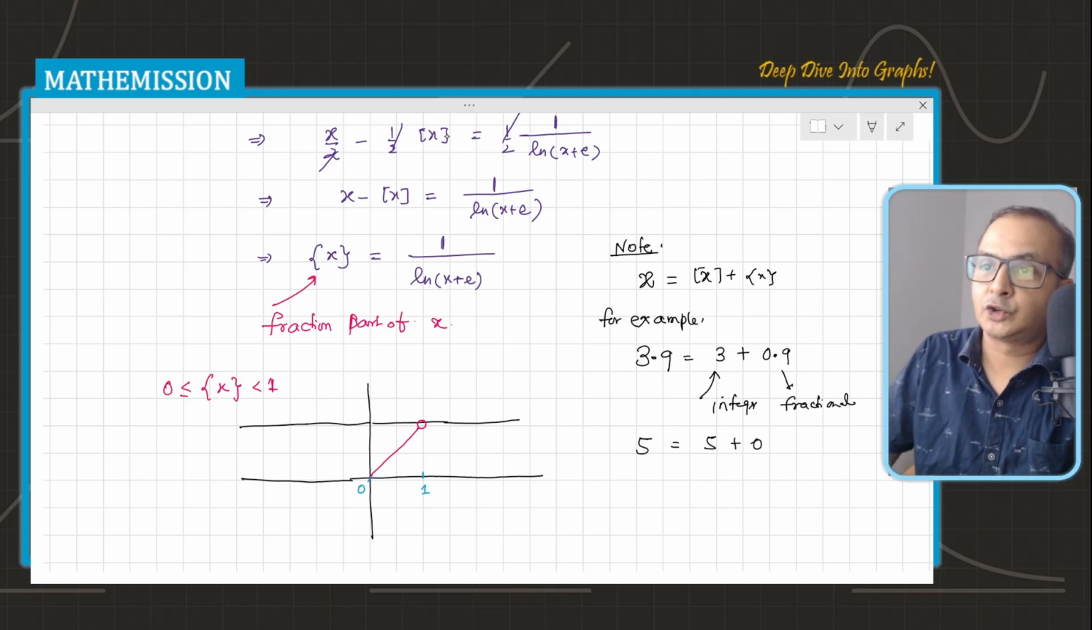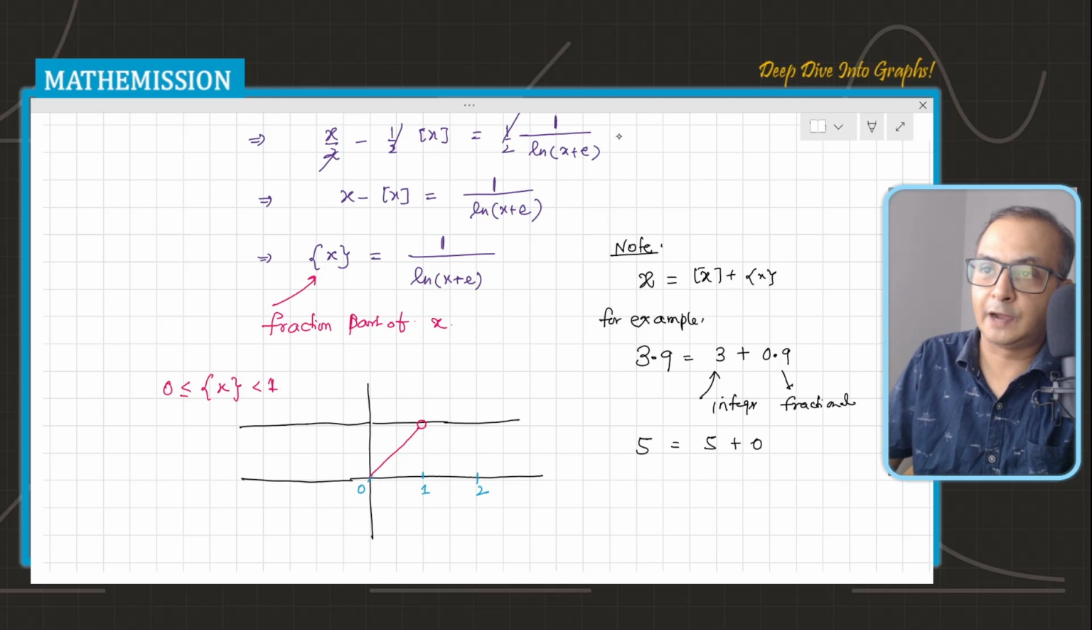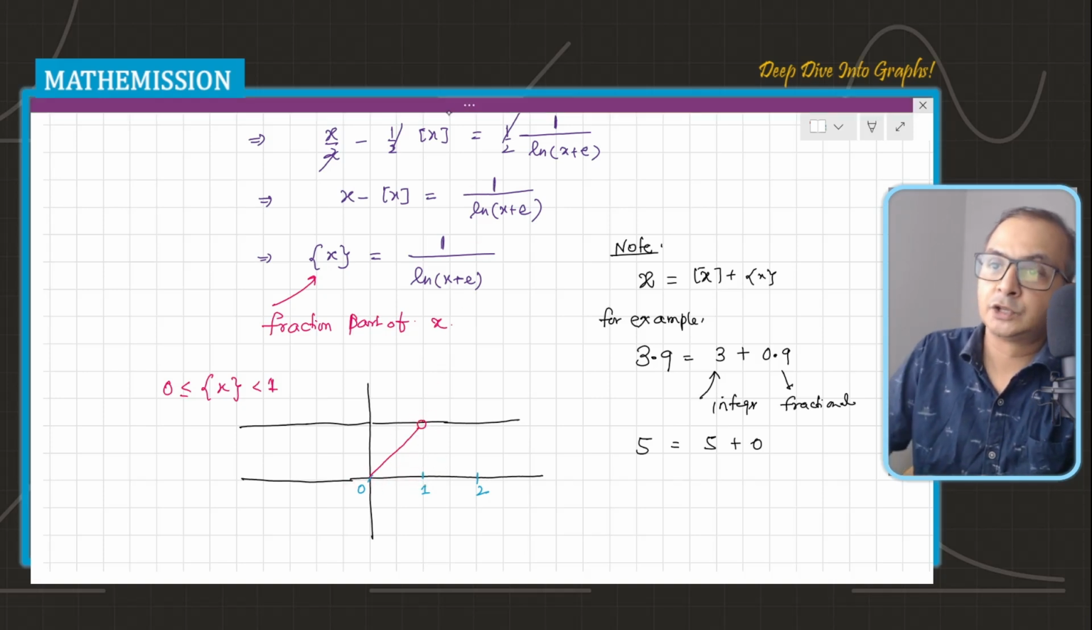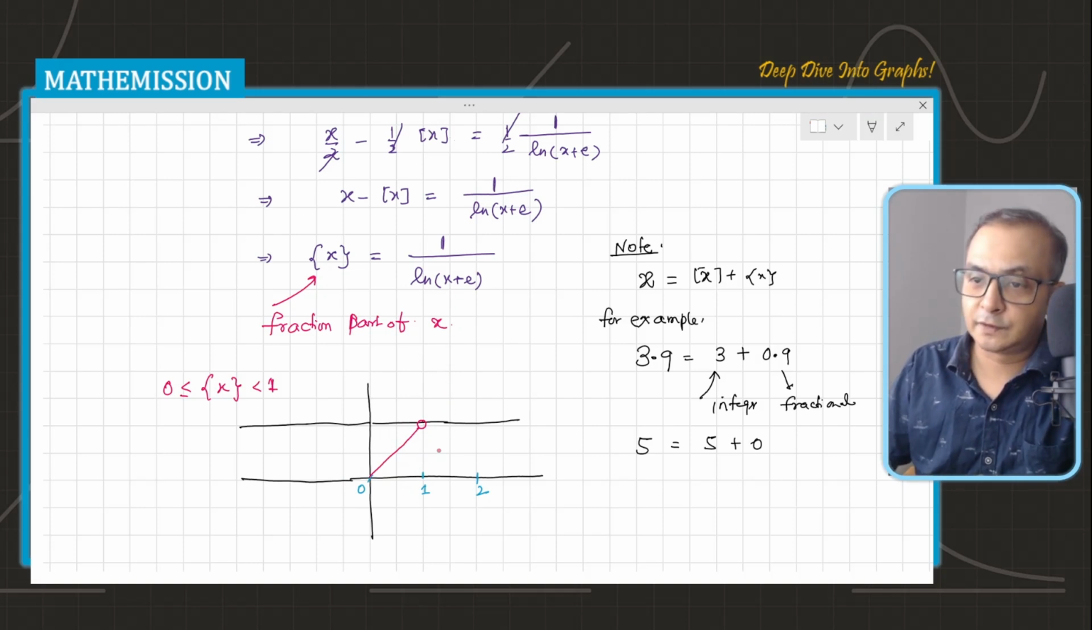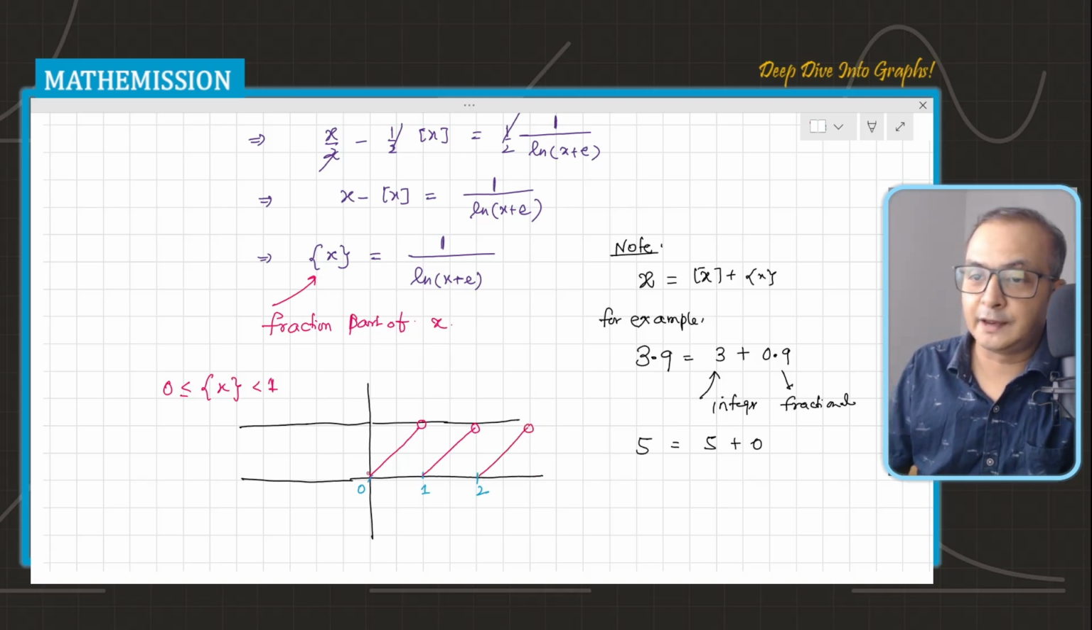Now from 1 to 2, if you move, suppose I substitute 1.1, I'll get 0.1, or 1.2 I will get 0.2, or 1.3 I'm getting 0.3. It means again from 1 to 2, whatever value you substitute, you get a similar height to what we got in the previous interval. So I'm getting a similar kind of repetition of the graph, and this graph will repeat like this in each integral interval.